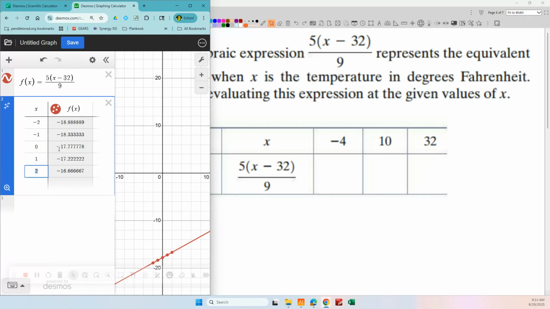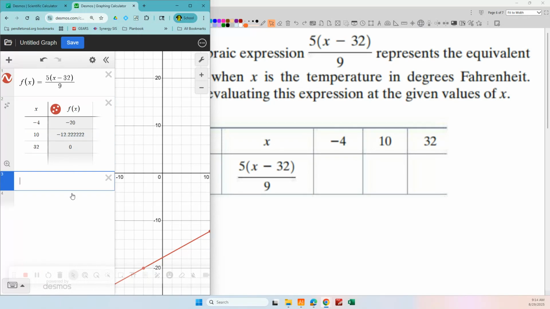So now I could just do something like this. I could go -4, there's the output for -4. I could go 10, there's the output for 10. And I could go 32, and there's the output for 32. The one disadvantage of that is I don't think it gives you the option when you're in a table to write those as fractions, and you tell me if you figure out a way. I don't think that's an option. Okay?